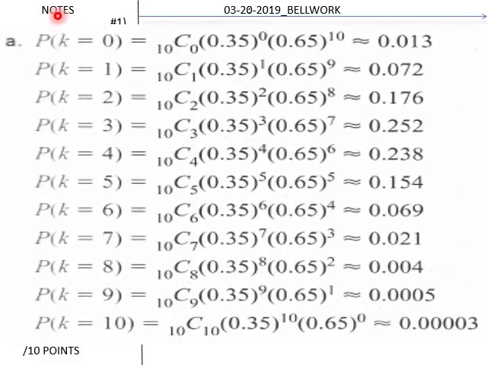And then here is the actual binomial distribution. You can either do this by hand or you can use your calculator to do this.